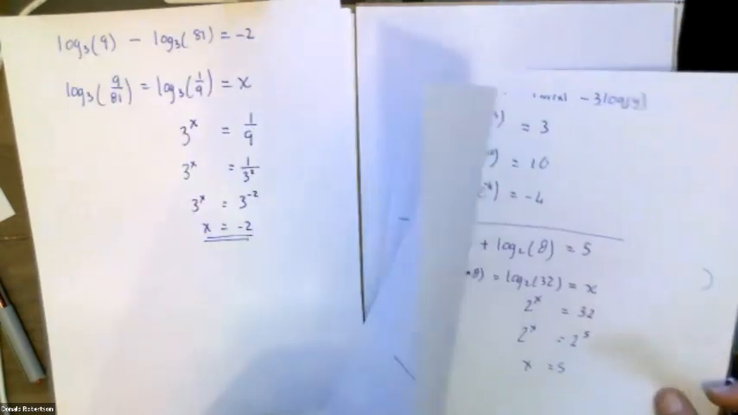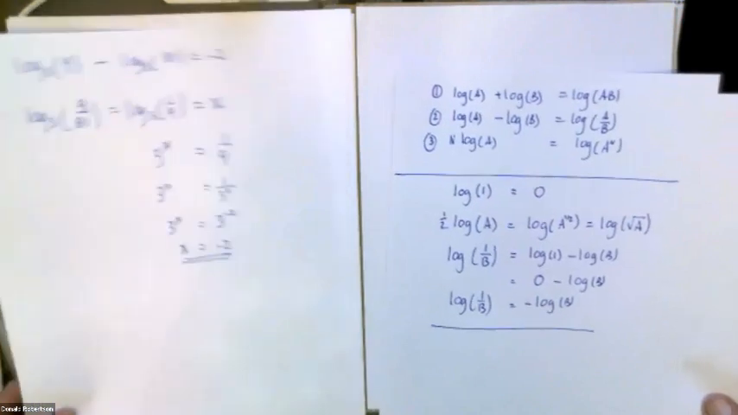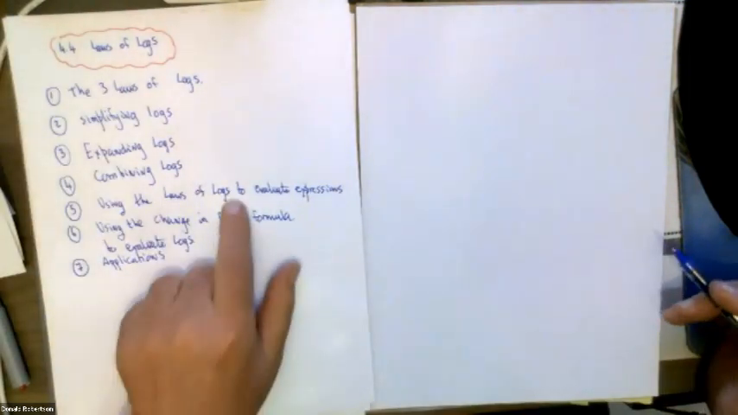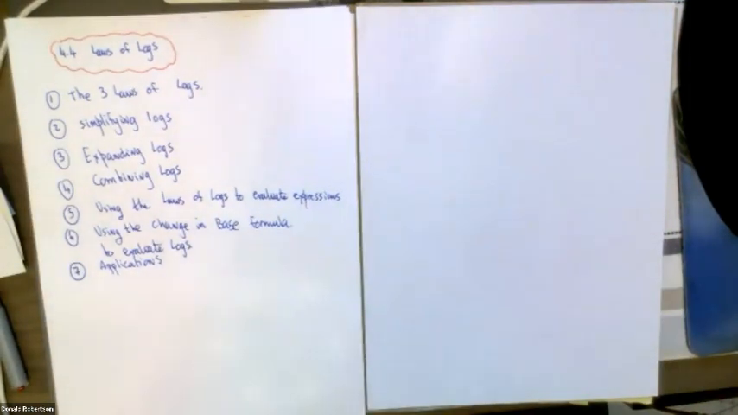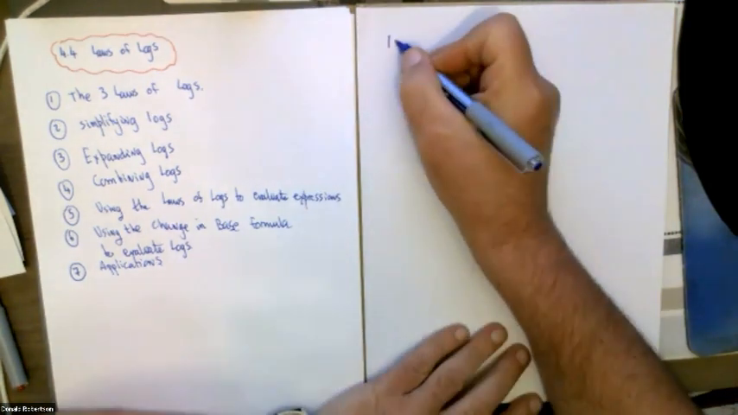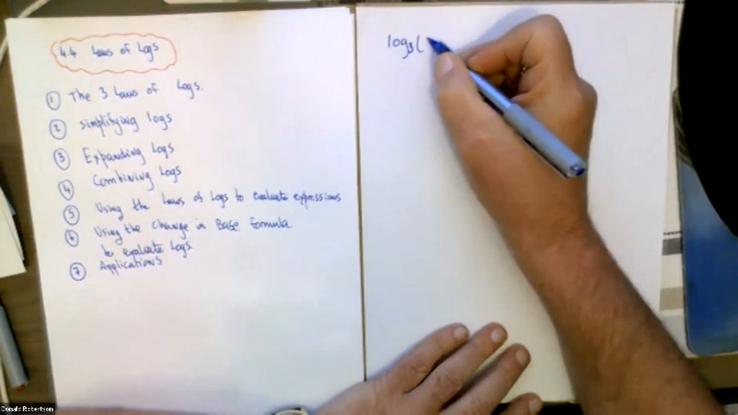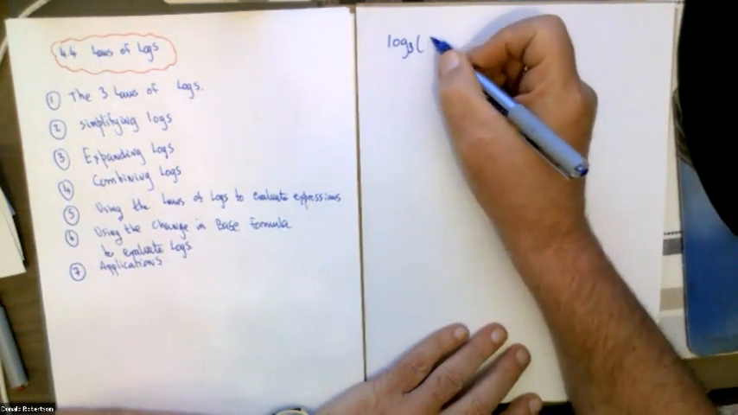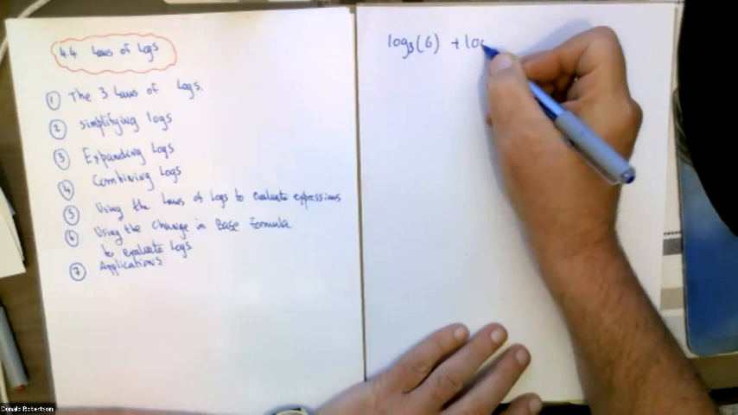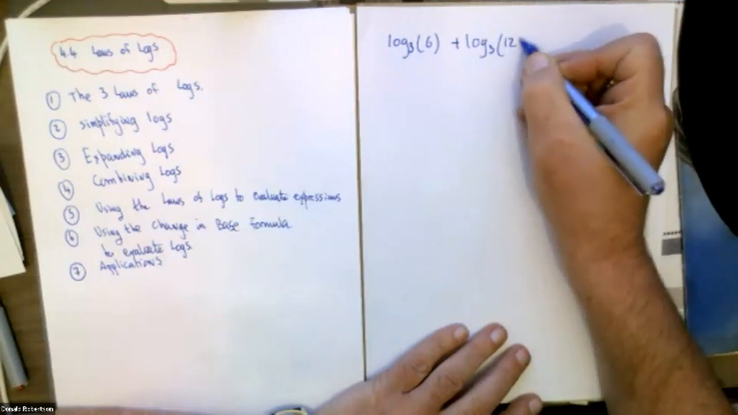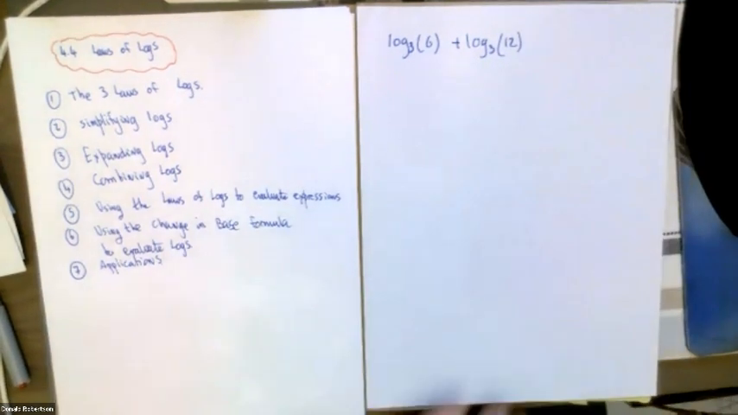So let's move on to using the laws of logs to evaluate an expression. So let's say the log to base 3 of 6 plus log to base 3 of 12. And I'd like to know what that is equal to.